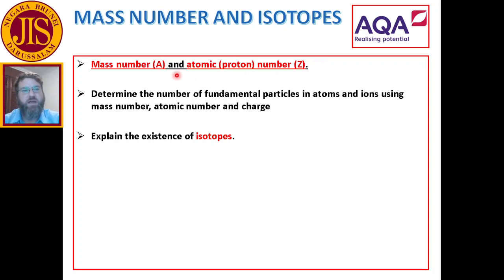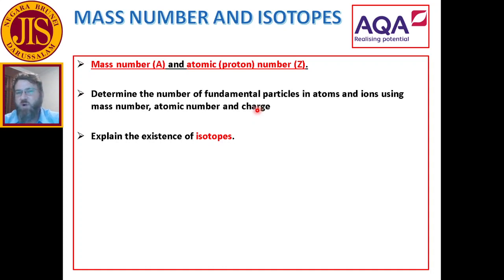This lesson we're going to be looking at mass number, A, and atomic number, or the proton number, Z. It's a kind of revision of GCSE, but also a little bit more depth. You're going to learn how to determine the number of fundamental particles in atoms and ions using mass number, atomic number, and charge. So that's like filling in a table, similar to a PEN table, like you might have done in GCSE, a proton, electron, neutron table.